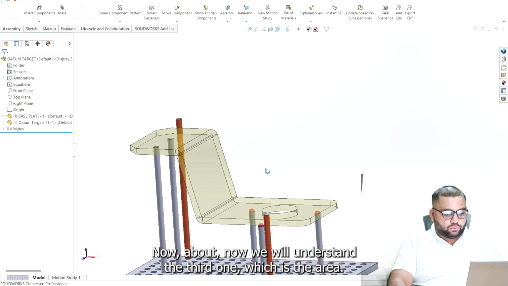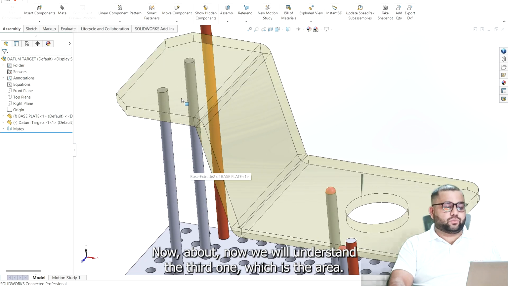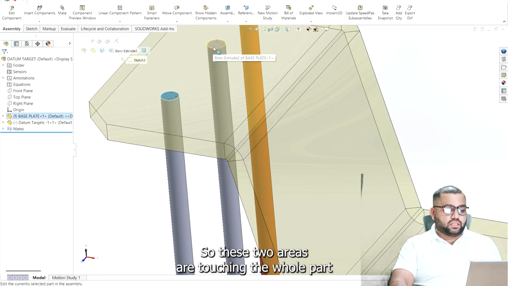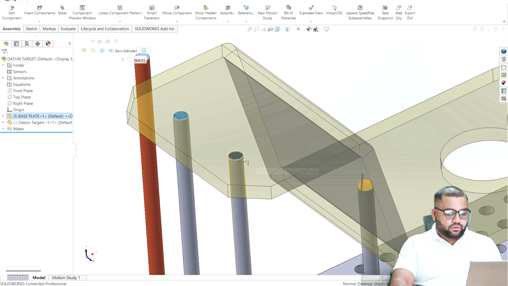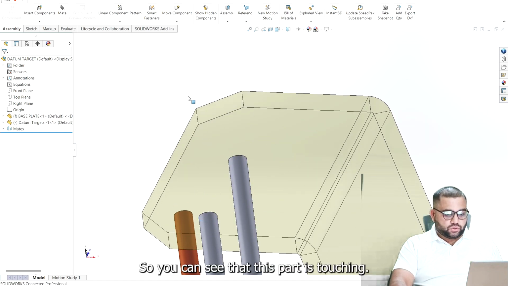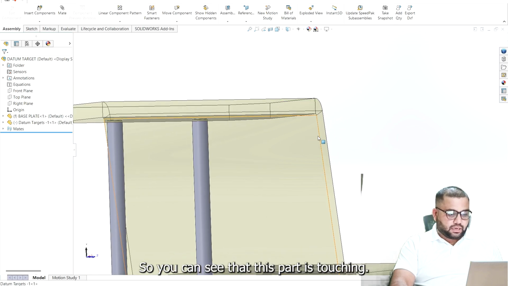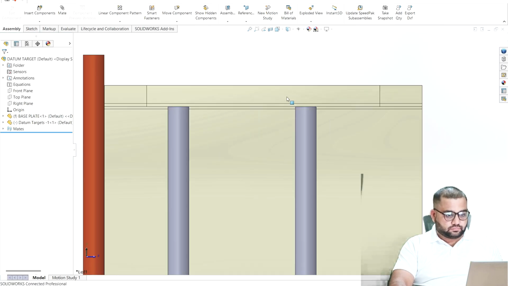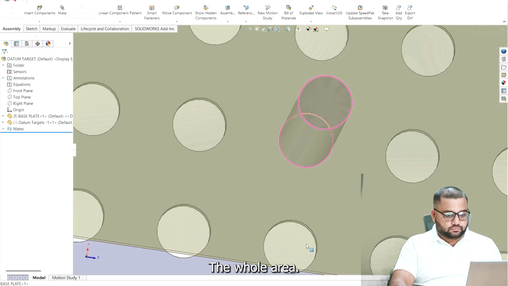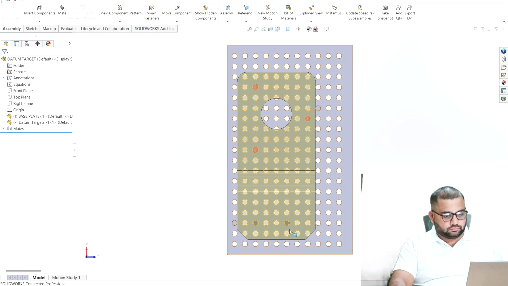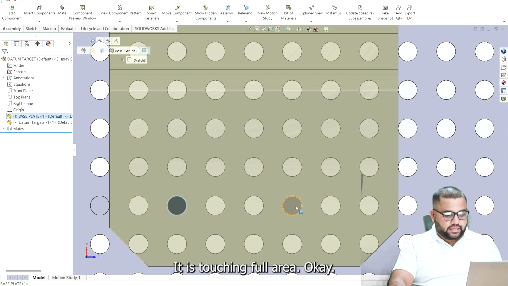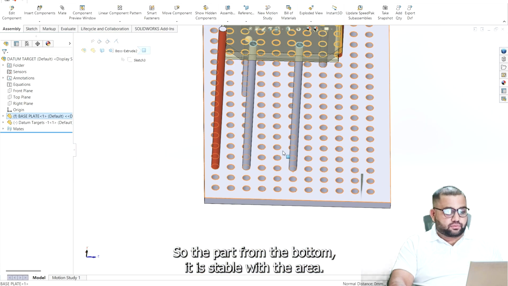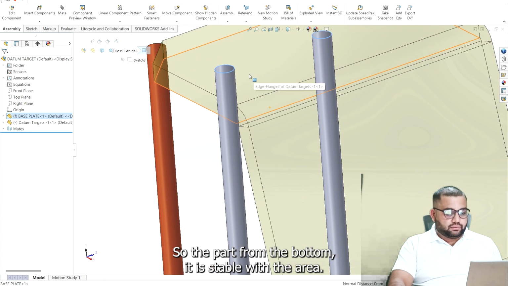Okay, now we will understand the third one, which is the area. These two areas are touching the whole circular area of the part. You can see that this part is touching the whole area, not a point, nor a line. It is touching the full area. So the part from the bottom is stable with the area.